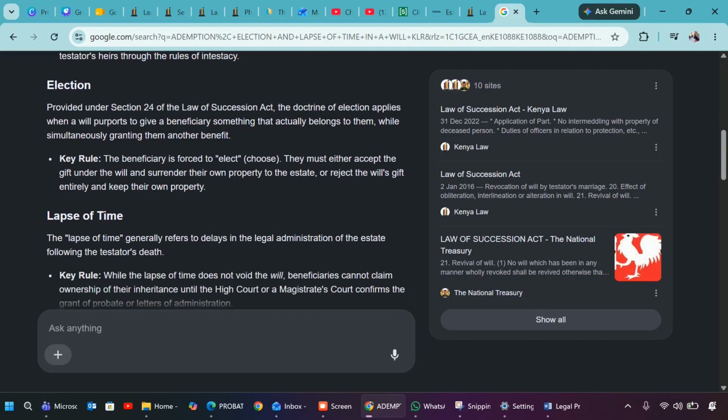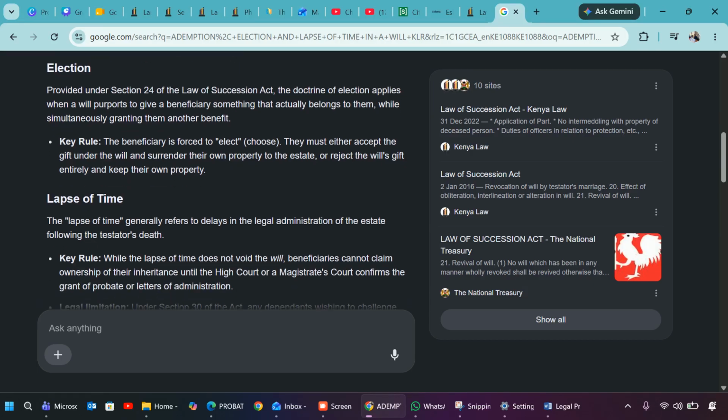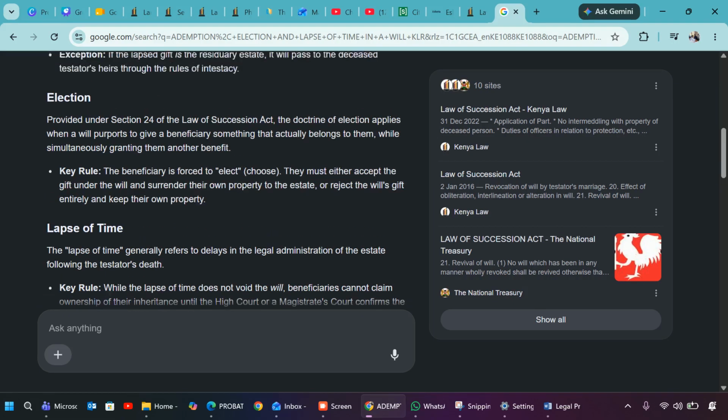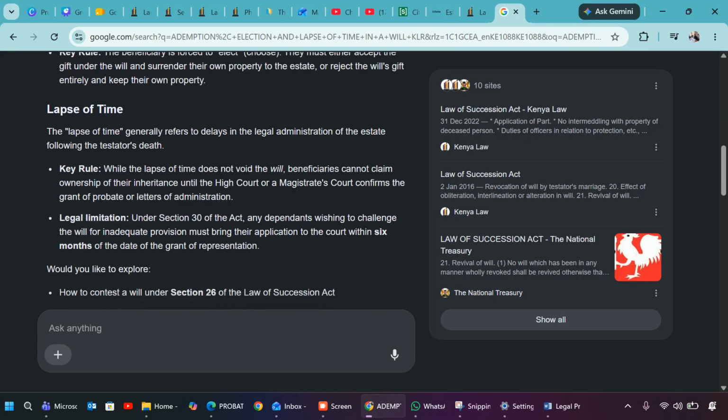Election, provided under Section 24 of the Law of Succession Act. The doctrine of election applies when a will purports to give a beneficiary something that actually belongs to them, while simultaneously granting them another benefit. The key rule is that the beneficiary is forced to elect or choose one. They must either accept the gift under the will and surrender their own property to the estate, or reject the will's gift entirely and keep their own property. You have to elect, you have to choose one.